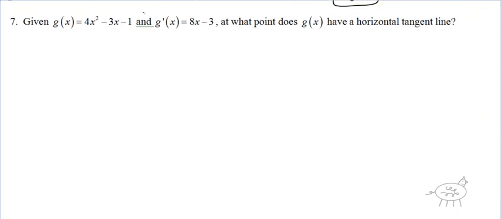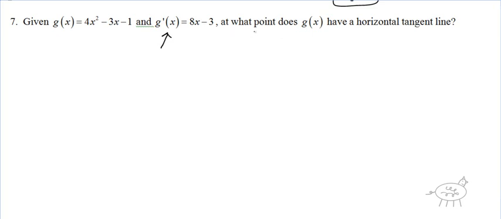All right, last problem here, math fans. Given g of x is that and g prime of x is that, so this is a different kind of problem. Before, we always calculated this. Now I'm giving it to you. I'm telling you this is the slope. That's my g prime. That's the slope of the tangent line. That's the function for that.